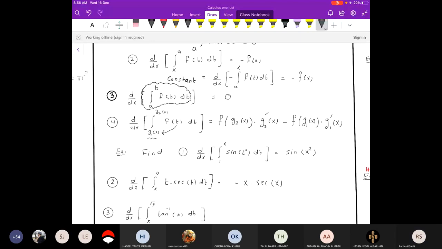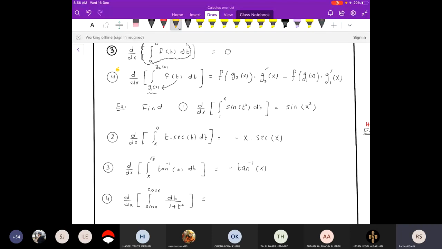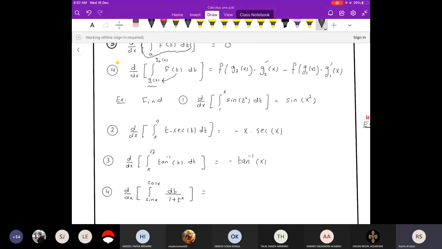Okay. d by dx of the integral from sin x to cosine x of dt over 1 plus t square. So we need to apply rule number 4. Do you see number 4, this one? You have 2 minutes. Try to apply the rule and let's see, because the integral here is from x to a, not from a to x.